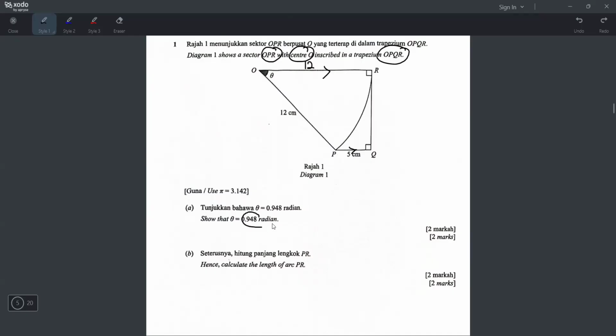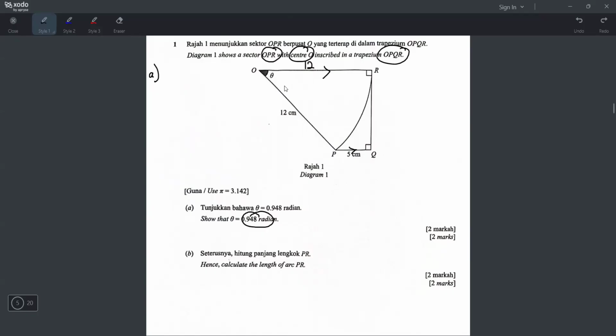Show that theta equals 0.948 radian. That means they already give us the theta answer, right? But we have to pretend we don't see it. Meaning, we have to assume we don't know the answer and work it out ourselves. After we do it ourselves, hopefully my final answer is the same as this, which means we will get the 2 marks, right? So how do we show that theta equals 0.948?